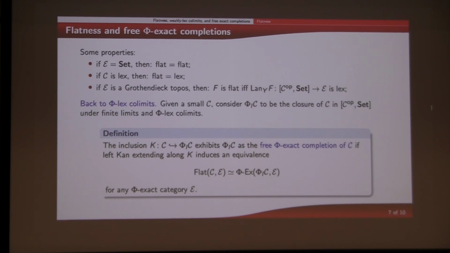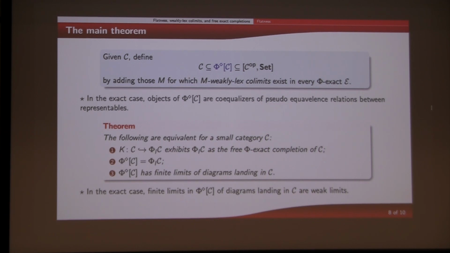So the first thing we need is actually a theorem that tells us when this property is satisfied. And this is a bit technical, so I won't go into the details, but just say a few things. To characterize when the free Phi-exact completion exists, I introduce this full subcategory of free sheaves, which you should think of as starting from the representables and adding all the kind of colimits that exist in a Phi-exact category, colimits taken along flat functors. So think about the exact case, so regular exact categories. Then Phi diamond of C, I'm adding coequalizers of pseudo-equivalence relations. Okay, so that's the idea of Phi diamond.